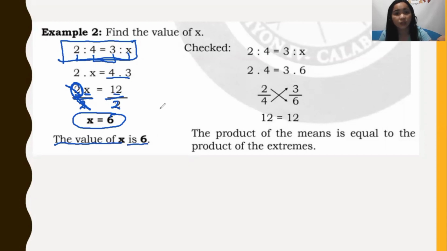So let's try to check. We have the original given 2:4 equals 3:x. Dahil ang x natin ay 6, palitan natin ng 6. We have 2:4 equals 3:6. Now, let's get their product. We have 2 times 6 is 12, and 4 times 3 is also 12. Therefore, the product of the means is equal to the product of extremes. Your answer is correct. Now, let's have another example.